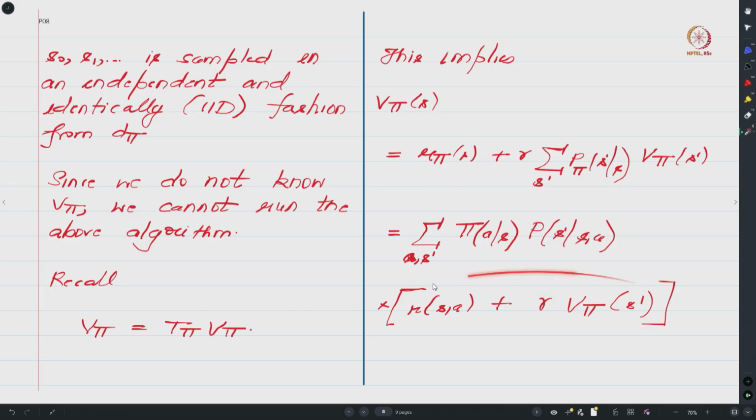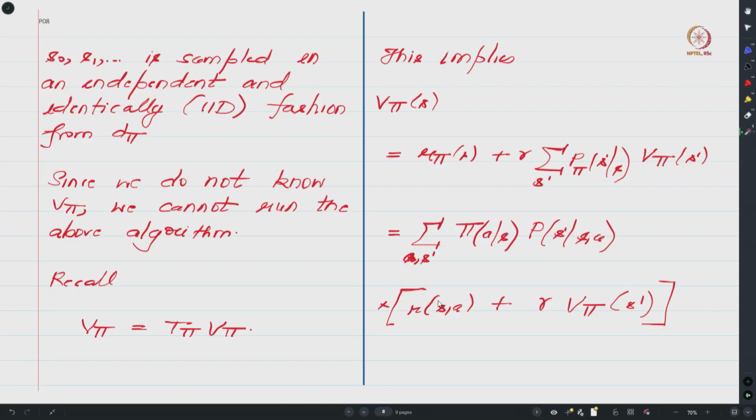The purpose of writing it this way is that this quantity can be imagined to be an expectation of a quantity that has a form that looks like this, where the expectation is taken with respect to this product distribution. Now one may ask, we do not know V pi, and this right hand side also contains V pi, so how does this expression help?